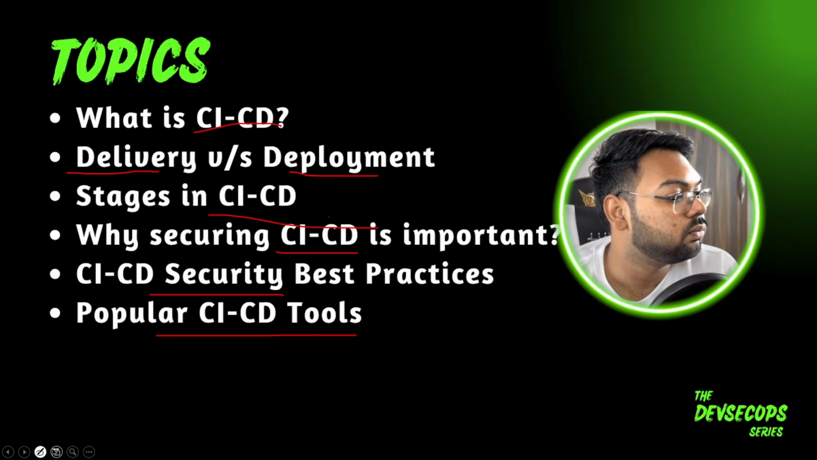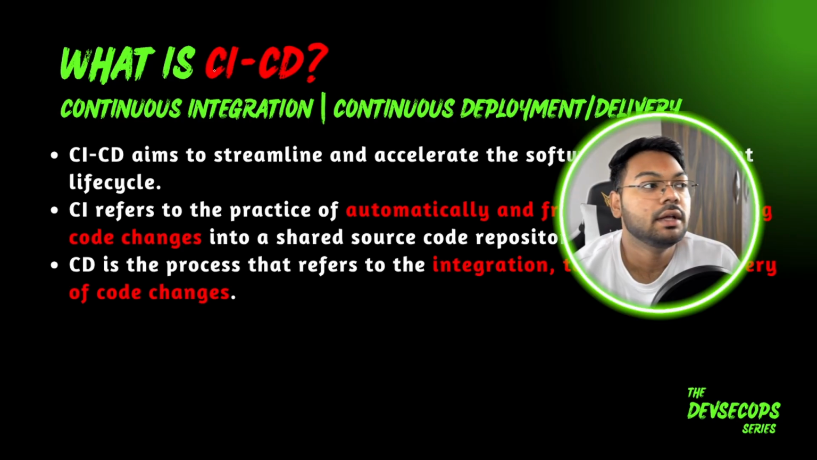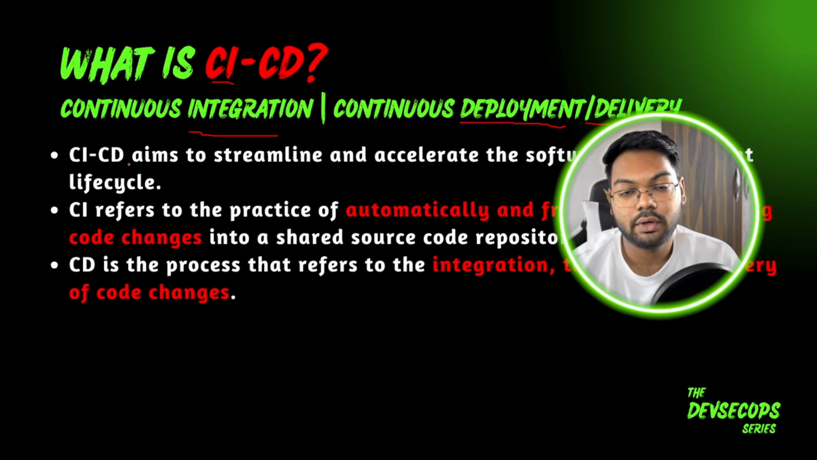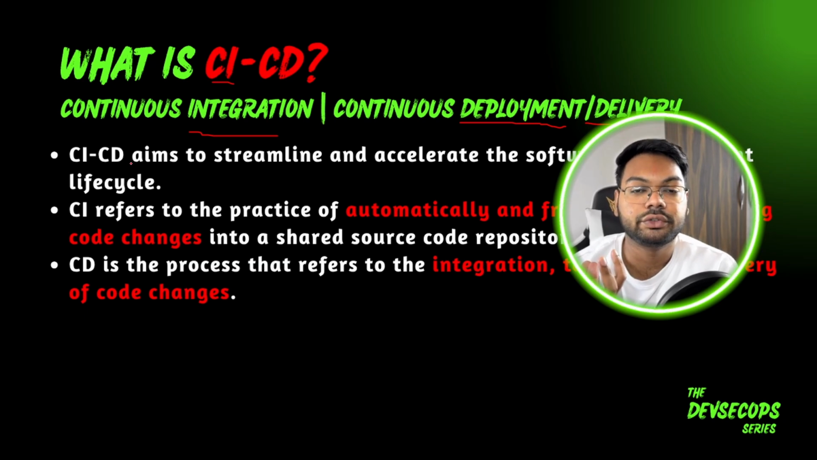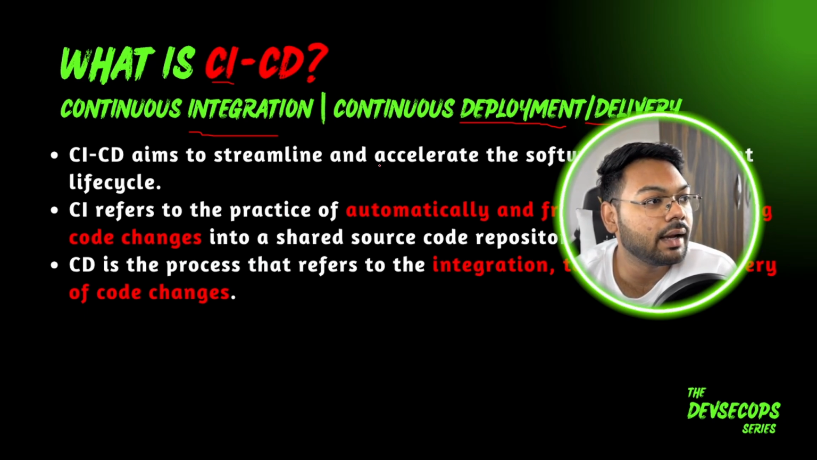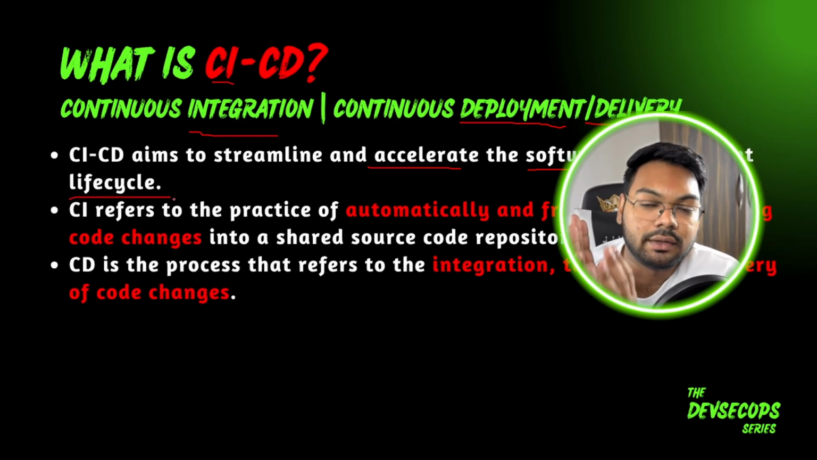So next is what is CI/CD first of all. So there are two parts to it. CI is integration and CD is either deployment or delivery. So first of all, let's see what those things combined would do for us. CI/CD aims to streamline and accelerate the software development lifecycle. Let's take an example.